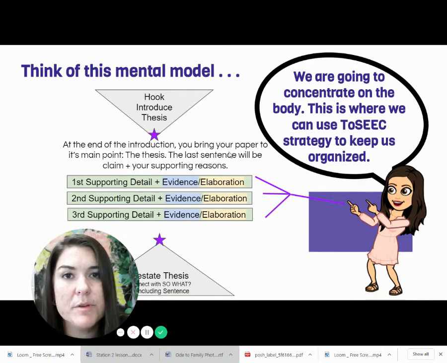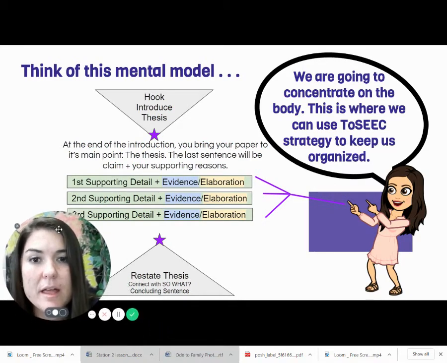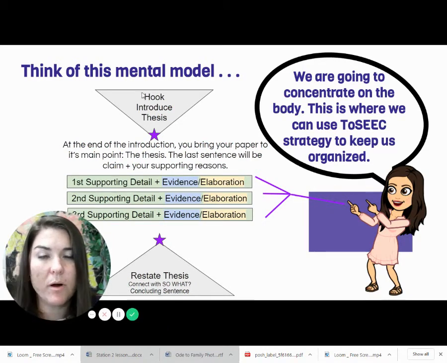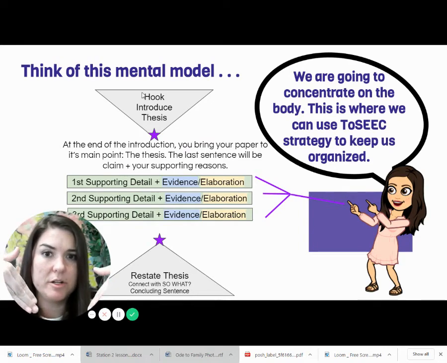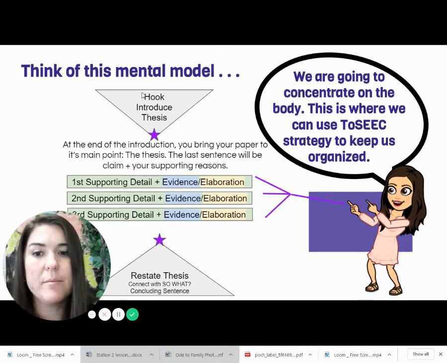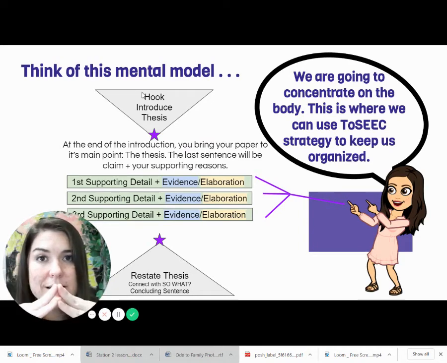I want you to think of this mental model. I refer back to it quite a bit. Here's that triangle. It starts out broadly with your hook, zeroes in introducing it, and then your thesis statement. And then the bottom is like the reflection of that intro. It's the conclusion. You restate the thesis, you connect with so what, and you do your concluding sentence.